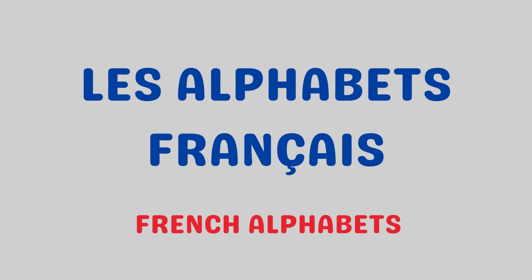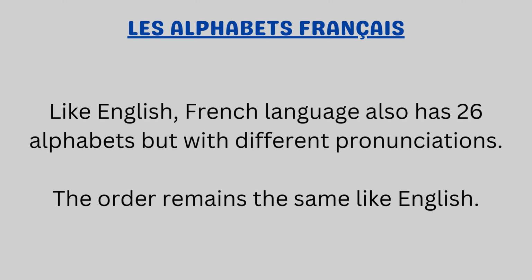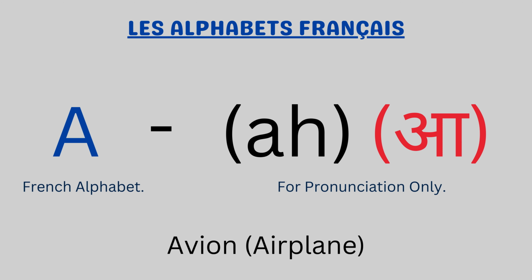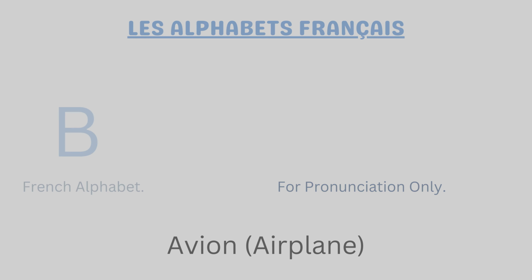Welcome to the first video of this course. Today we are going to learn about French alphabets. Les alphabets français. Like English, French language also has 26 alphabets, but with different pronunciations. The order remains the same like English. First is A, which is A in English. In French, you will recite it as A, avion, which is airplane.